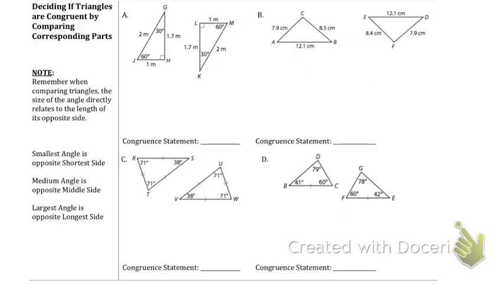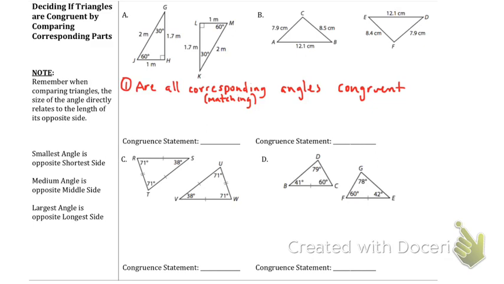So in example A, we have to decide if triangle GJH is congruent to triangle KML. And to do that, we start comparing corresponding parts. More specifically, we try to follow two rules. The first rule is we want to look at all these angles and match them with all the angles over here. That's called corresponding. And then we're going to look at their measurements and check, are these matching angles all congruent? So that's the first rule.